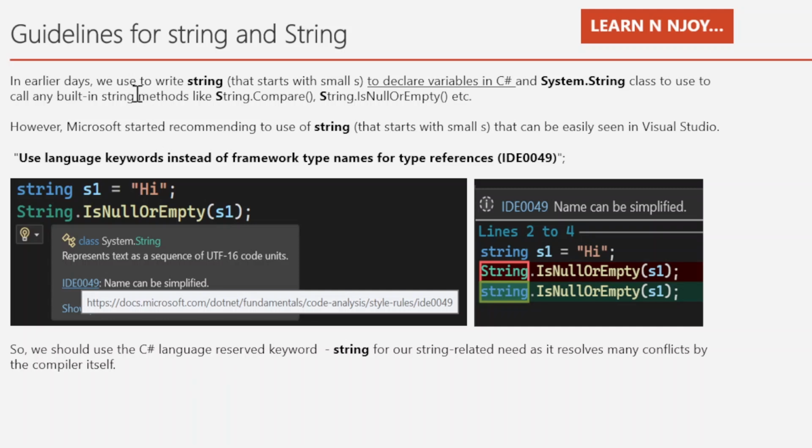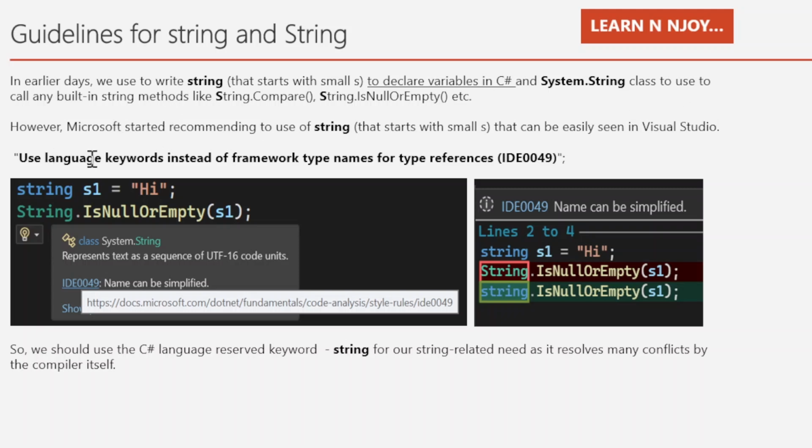Guidelines for string and String. In earlier days, we used to write string that starts with a small s to declare variable initialization, and the System.String class to call any built-in string methods like String.Compare, String.IsNullOrEmpty, etc. However, Microsoft has started recommending the use of string that starts with a small s, which can easily be seen in Visual Studio. What recommendation is Microsoft giving?